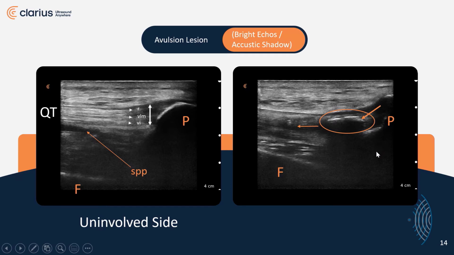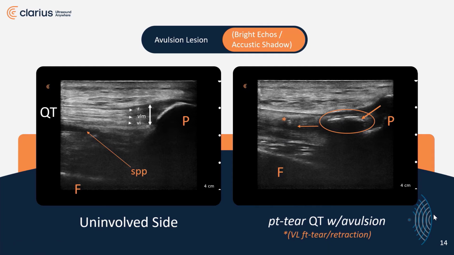And part of the reason that we know this to be dense structure is that we can see darkness, or what we refer to as posterior echoic shadowing, where we don't see anything below those bright lines. This did require an MRI, and they identified that there was a partial thickness tear of the quad tendon, avulsing the vastus lateralis.